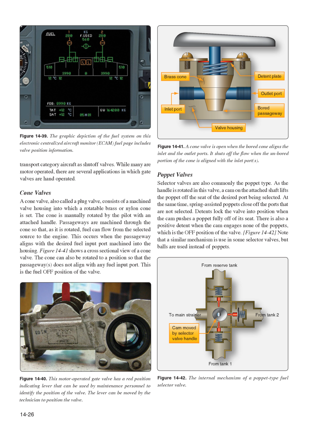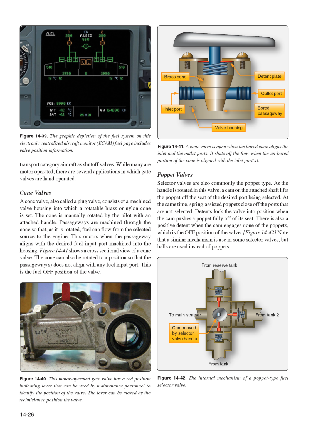Cone valves. A cone valve, also called a plug valve, consists of a machined valve housing into which a rotatable brass or nylon cone is set. The cone is manually rotated by the pilot with an attached handle. Passageways are machined through the cone so that, as it is rotated, fuel can flow from the selected source to the engine. This occurs when the passageway aligns with the desired fuel input port machined into the housing. Figure 14-41 shows a cross-sectional view of a cone valve.